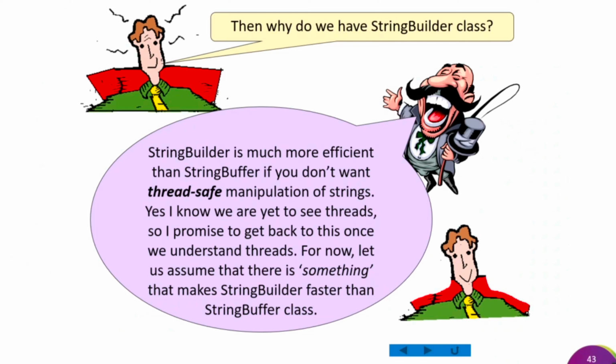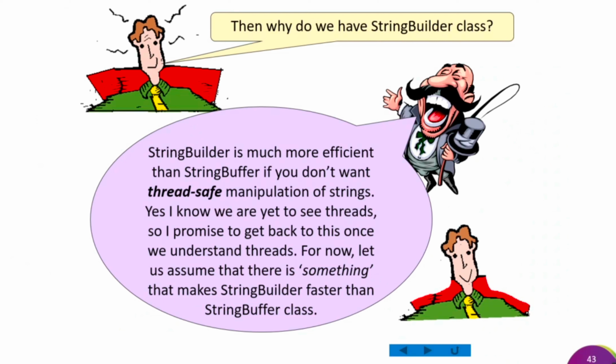Because of thread safety. Inside the string buffer class, all the methods are thread safe. Thread safe methods means with all the methods you will get one keyword called synchronized. Because of synchronized methods, implementing synchronization, which is a multi-threading concept, is taking a lot of time. So the string buffer class, if you use it in your application, will be a little slow.